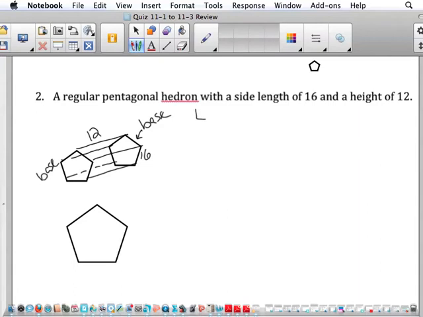Let's go back again. Remember that the lateral area is equal to the perimeter times the height. The surface area is equal to the lateral area plus 2 times the area of a base. So let's first take a look at lateral area. If I'm looking at this shape, the perimeter of this pentagon is 5 times 16.